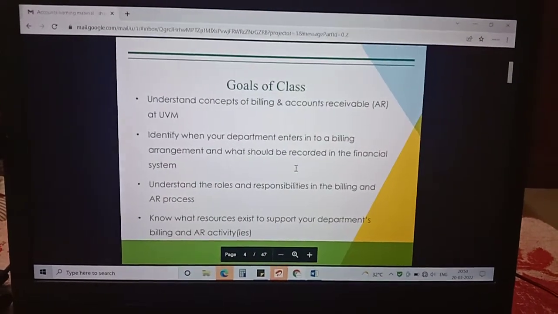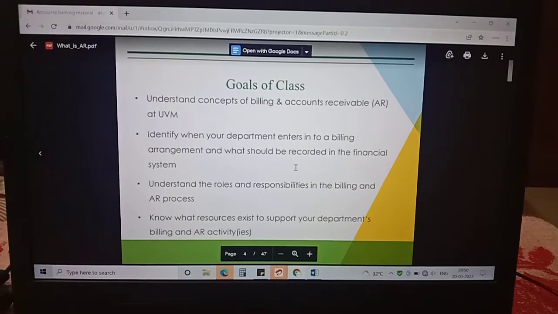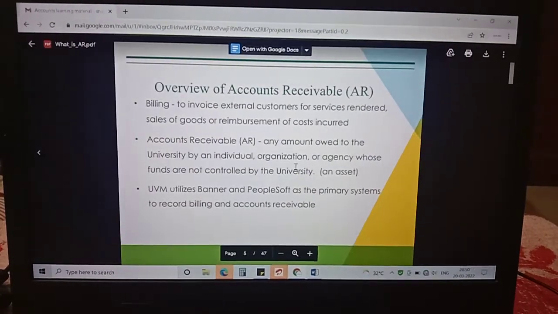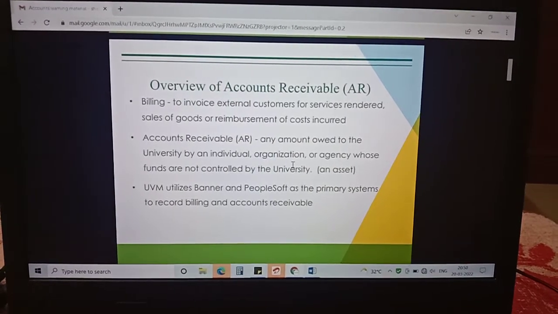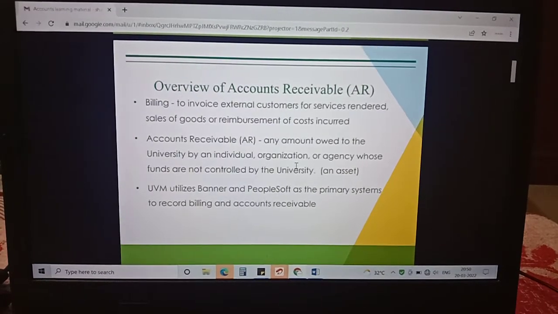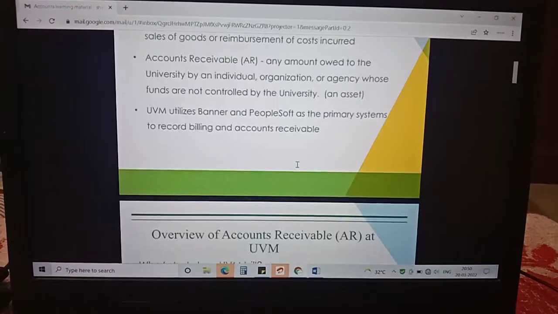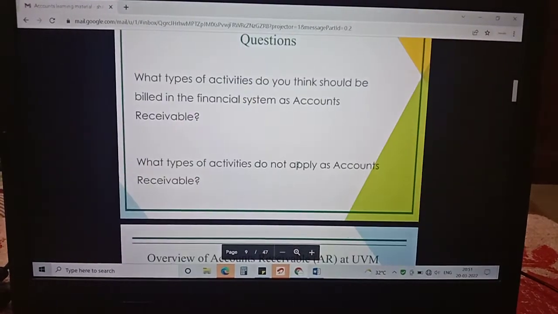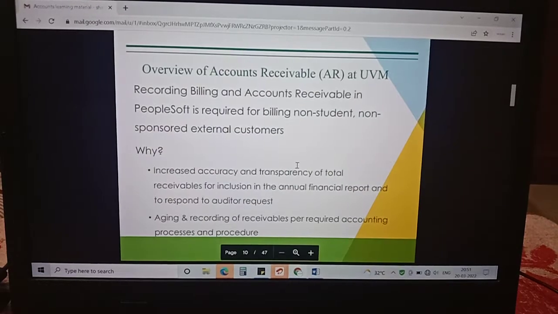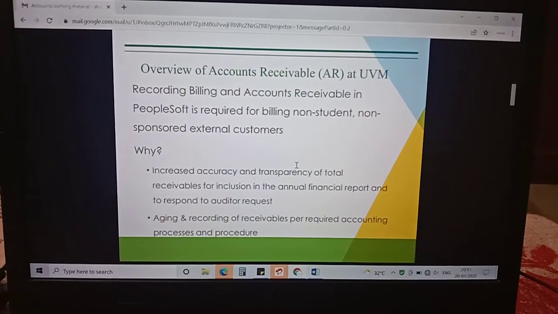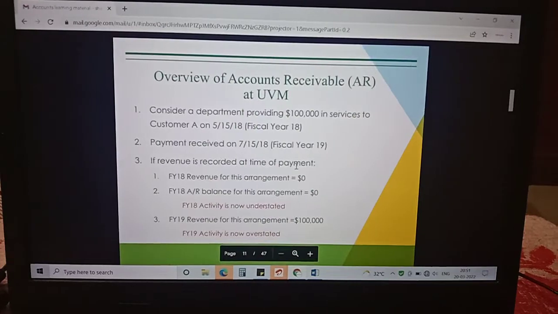Let's have a look. Understand the concept of bills and accounts receivable at UVM. Accounts receivable is any amount owed to the university by an individual, organization or agency whose funds are not controlled. Recording billing and accounts receivable in PeopleSoft is required for billing non-student, non-sponsored external customers.